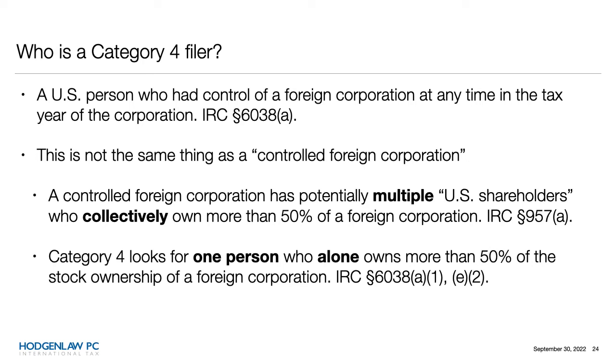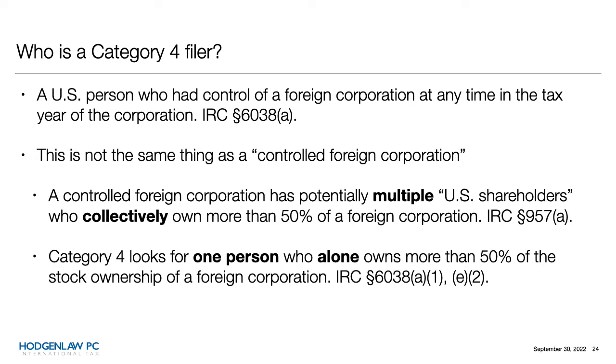The foreign corporation is not the same thing as a controlled foreign corporation, because with a controlled foreign corporation, you look to identify the people who are U.S. shareholders, namely U.S. persons who own 10% or more of the stock, and then you take all of those people and you add their shareholdings together and you ask yourself, do they collectively own more than 50% of the stock of the foreign corporation? And that makes a controlled foreign corporation.